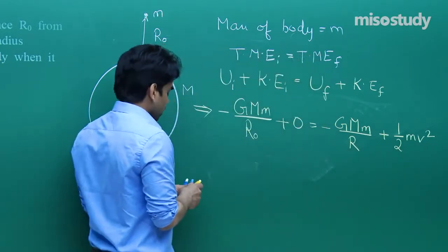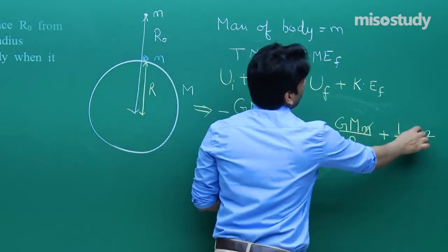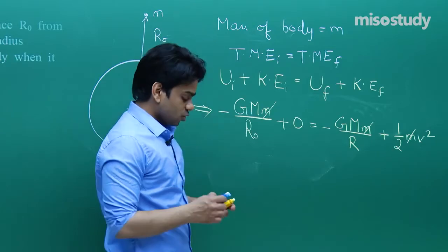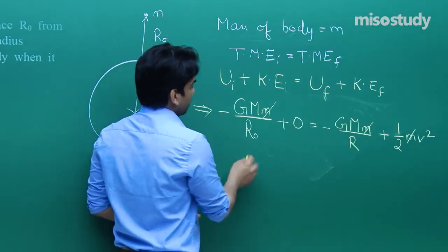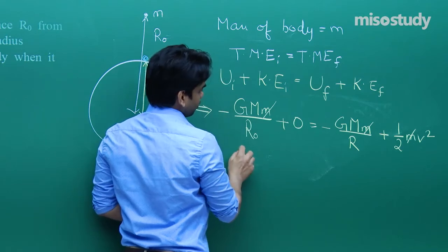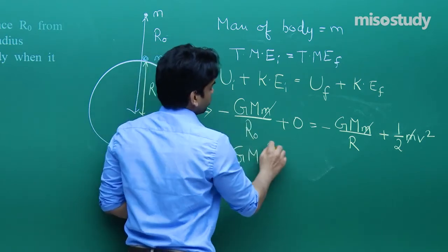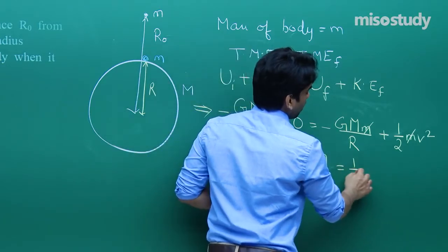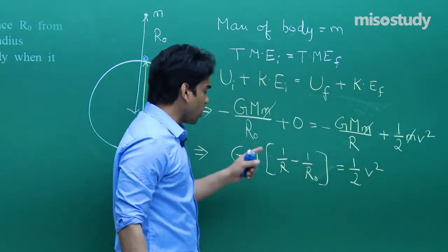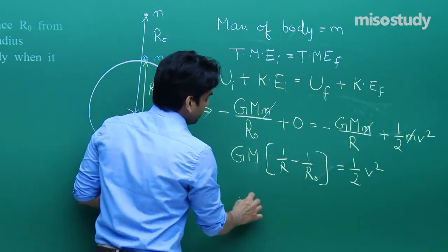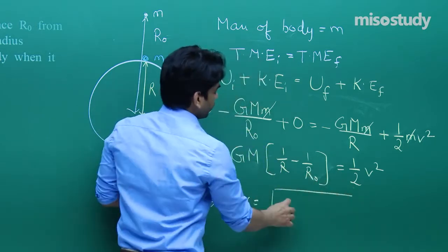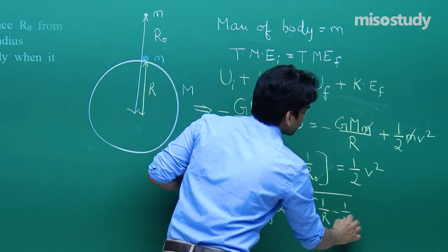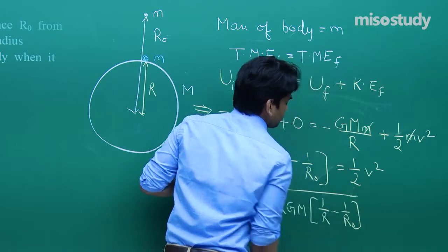So first of all we can cancel out this small m as common. Minus GM by r naught and minus GM by r. So we can write in simple form, let us take this to the left hand side. So we'll get GM (1 upon r minus 1 upon r naught) is equal to half v square. So from this equation we can easily see that v is equal to under root of, taking this 2 here, 2GM (1 upon r minus 1 upon r naught). This is what we'll be obtaining.